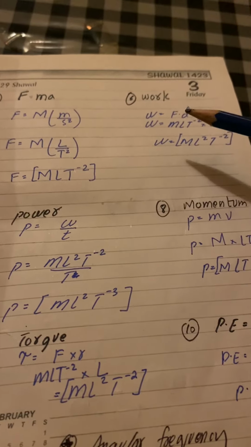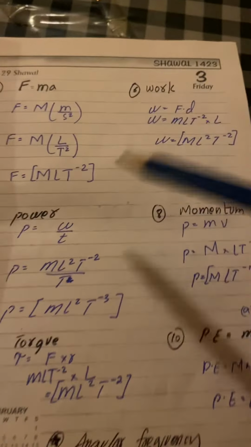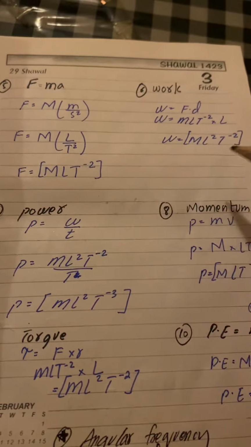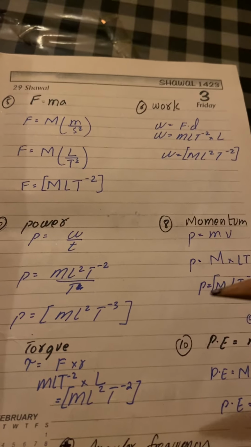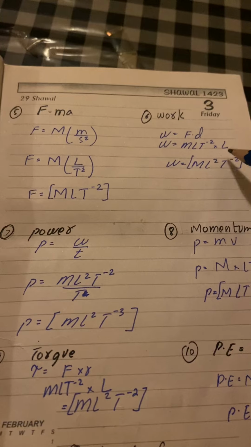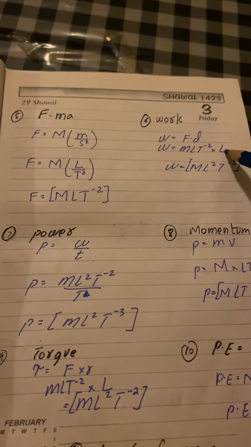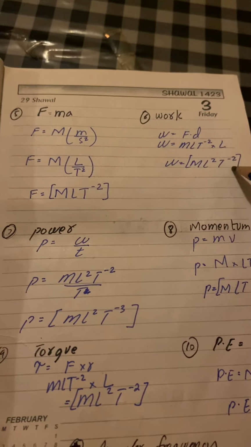Okay, the formula of work is force into displacement. As we know, force is equal to MLT minus 2, and into D. D is a distance. Distance will be represented by L, and so work is equal to ML square, because L and L plus 1 will be plus 2, and T minus 2.